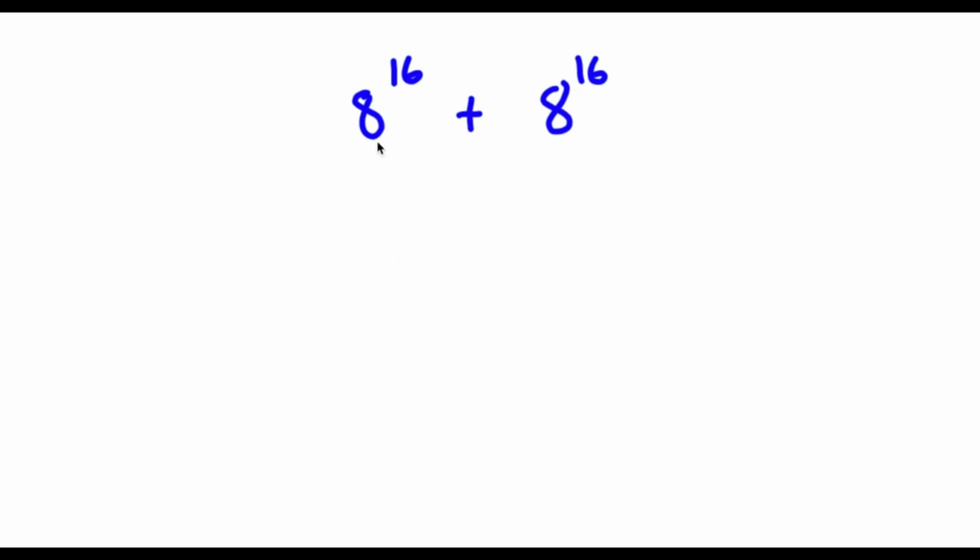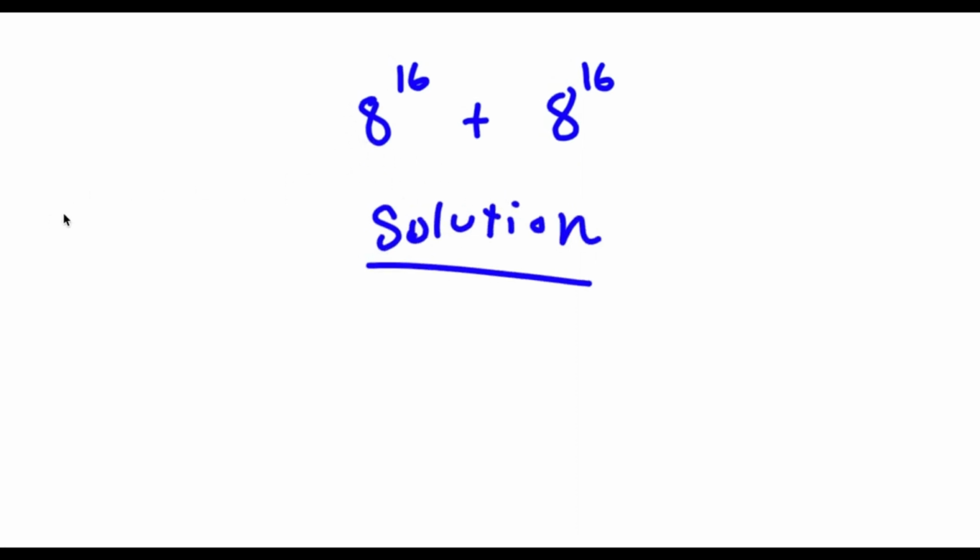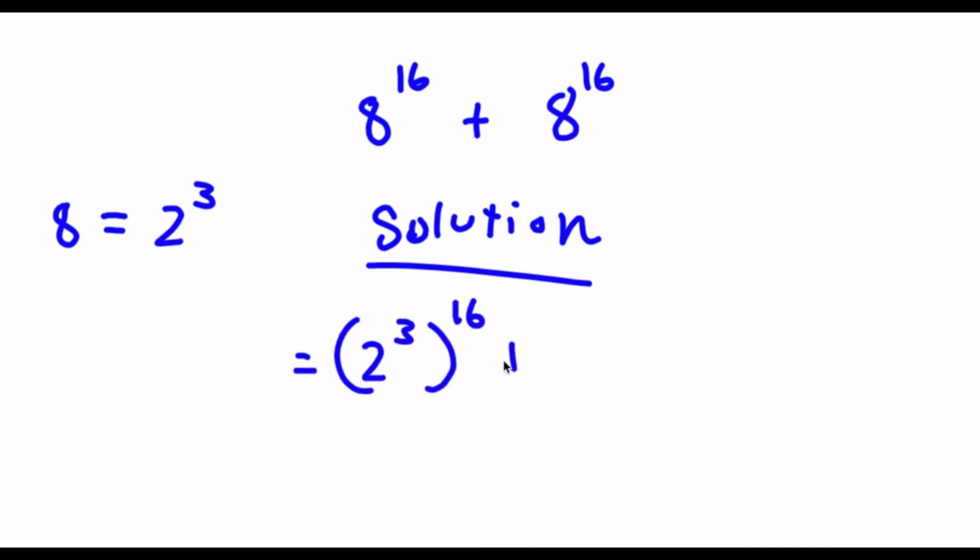Alright, so I have 8 to the power of 16 plus 8 to the power of 16. So for my solution, 8 here is the same thing as 2 to the power of 3. So now, if I go ahead and substitute in 2 to the power of 3 for 8, I get 2 to the power of 3 to the power of 16 plus 2 to the power of 3 to the power of 16.